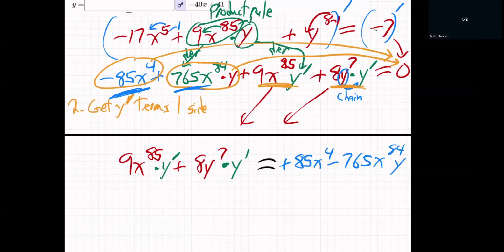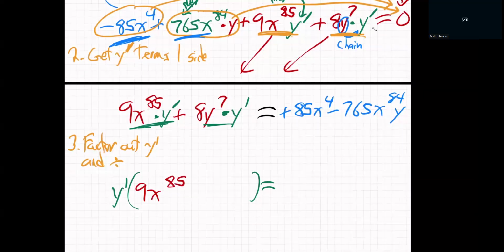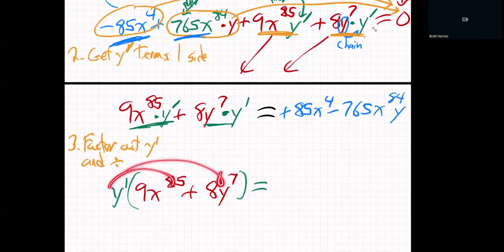Okay, so we got the y prime terms on one side. Step three, factor out y prime and divide. So I'm going to take y prime out. Both these guys have y prime. So I'm going to put y prime in the front with a big parenthesis. That leaves 9x to the 85th plus 8y to the 7th. See how that's true? If that y prime went boom, boom, it would go right back, wouldn't it? So now the other side.